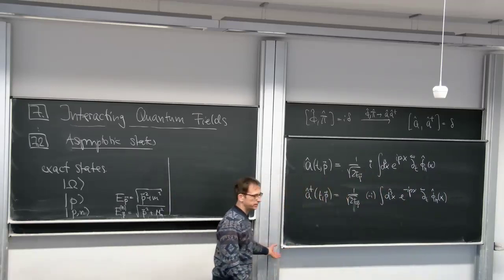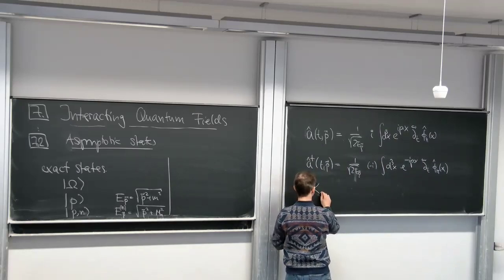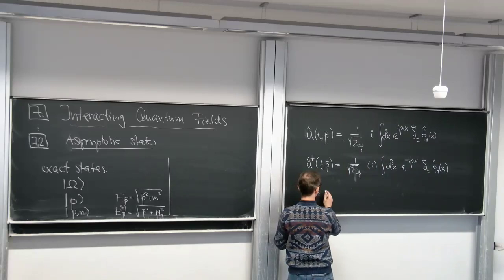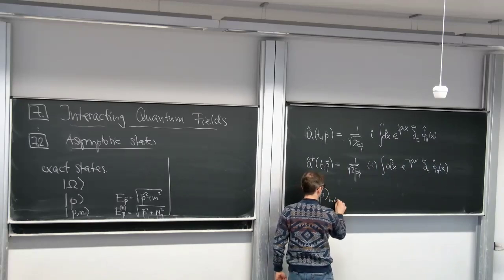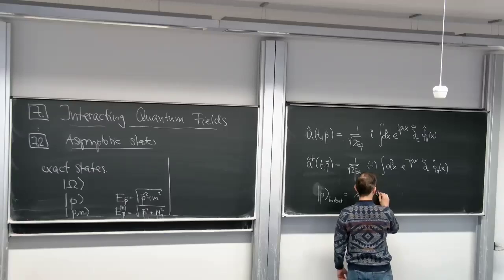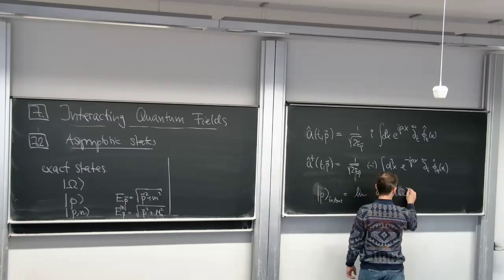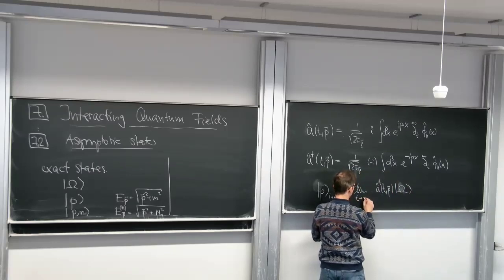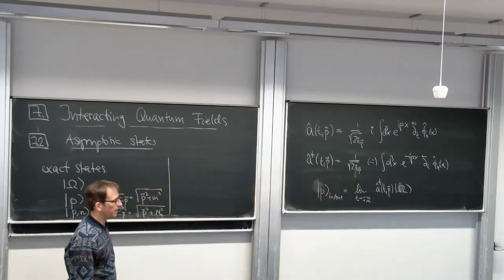Namely, just by acting normally, right? We've shown that we define P in or out by acting with these on that vacuum at asymptotic time minus infinity or plus infinity, going really far to the past or future.